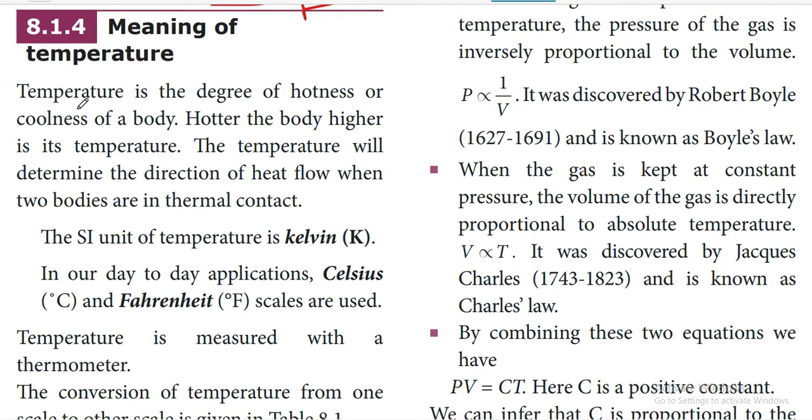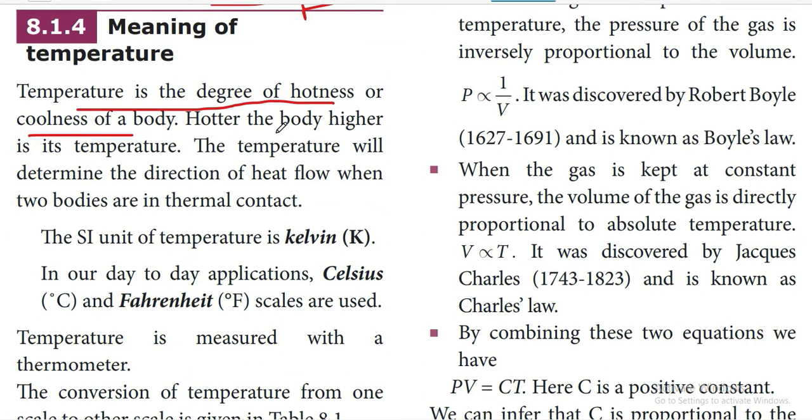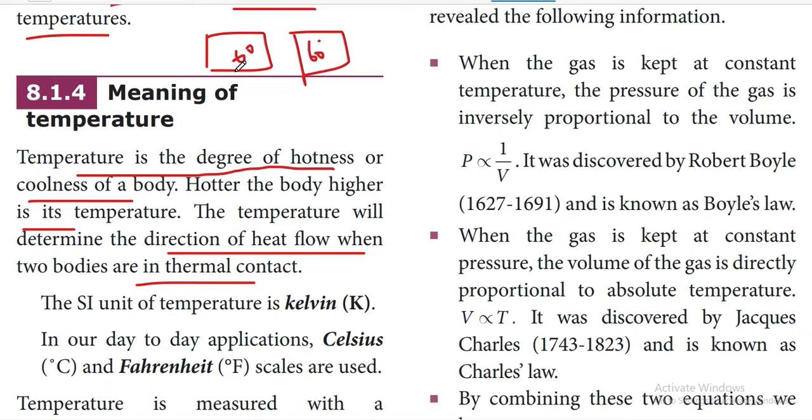Temperature is the degree of hotness or coldness of your body. Previously what we have seen is heat. Now what we are seeing is temperature. The hotter the body, the higher its temperature. The temperature will determine the direction of heat flow when two bodies are in thermal contact. Remember this: temperature is the degree of hotness or coldness of a body. The hotter the body, the higher the temperature.